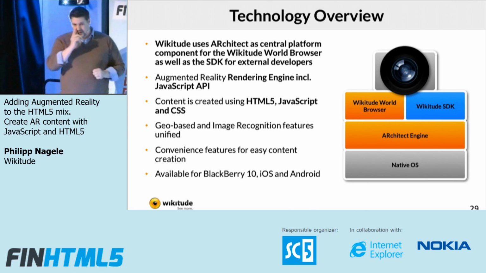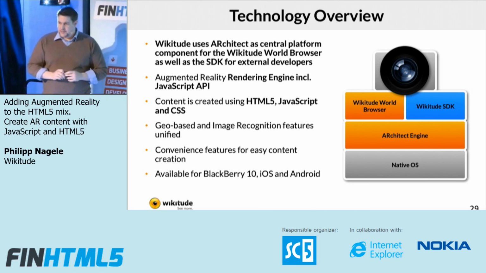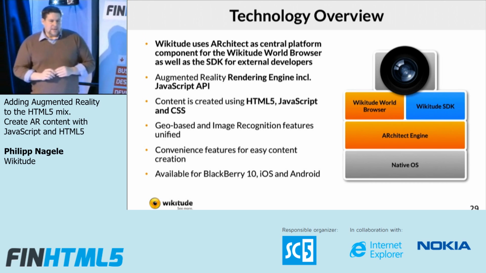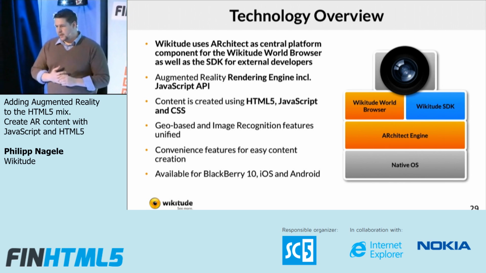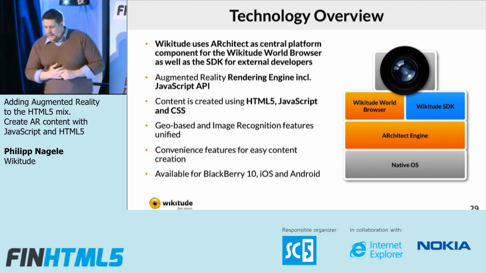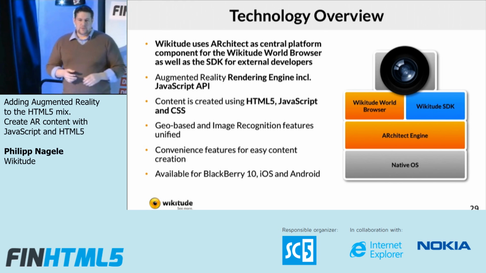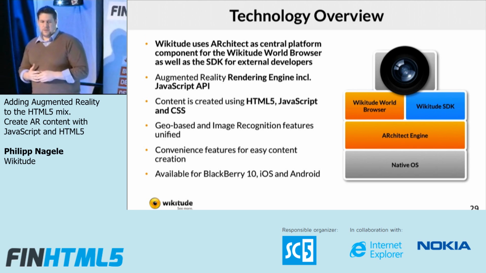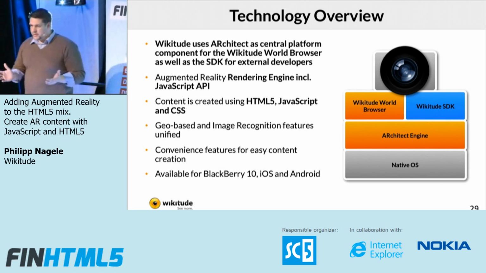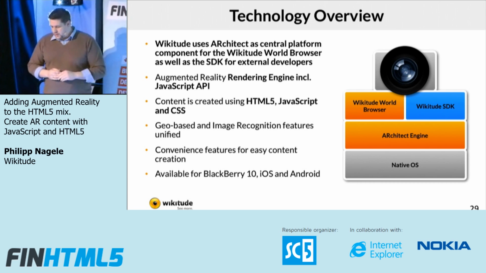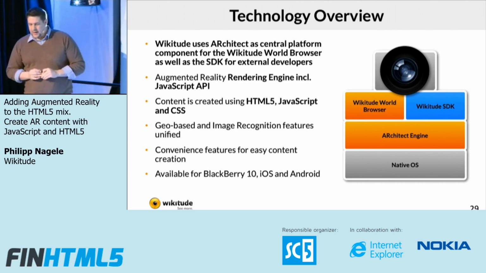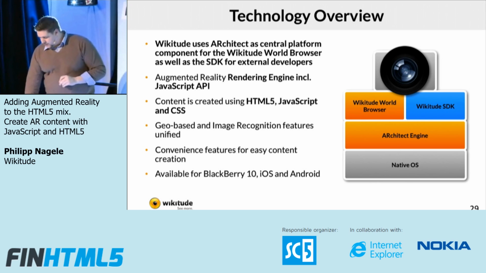So what we came up with last year is what we call the Architect Engine. It is an AR render engine, written in C++, available on iOS, Android, and BB10 at the moment, including a JavaScript API, which allows you to create AR applications using JavaScript and HTML, your standard web technologies, just by including a JavaScript API. It combines geo and image recognition features, and it packs quite a lot of convenience features for easy content creation.